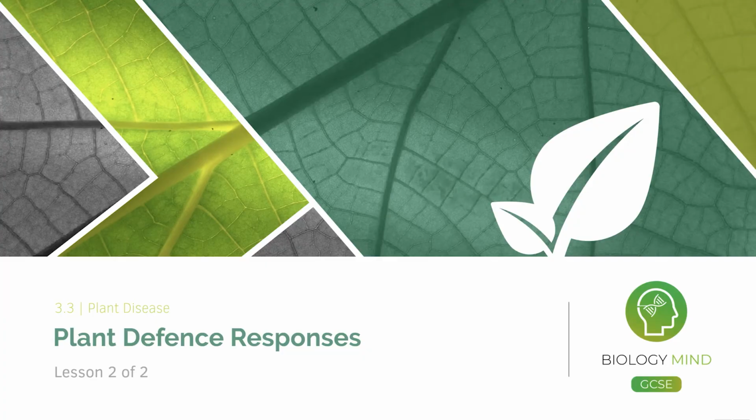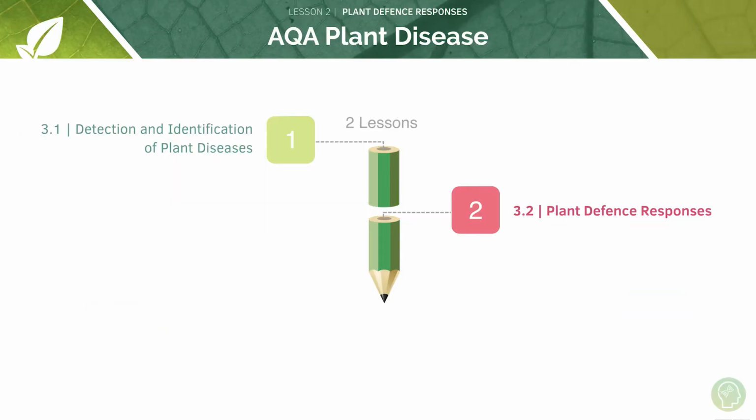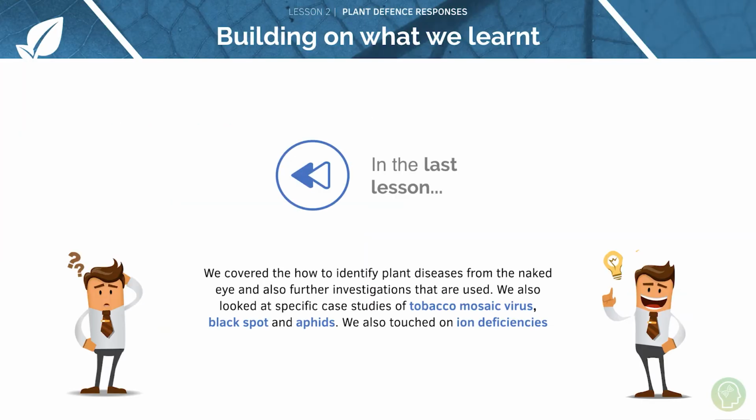So let's get started. Hello, and welcome to tutorial 3.3.2 on plant defence responses. So last time we had a look into how we can identify plant disease, and we also had a look at a couple of examples, so tobacco mosaic virus, black spot and aphids. And then we also moved on to have a look at iron deficiencies, so specifically nitrate deficiencies and magnesium deficiencies. So do go back to rewatch that or watch it for the first time if this is the tutorial that you're starting on.